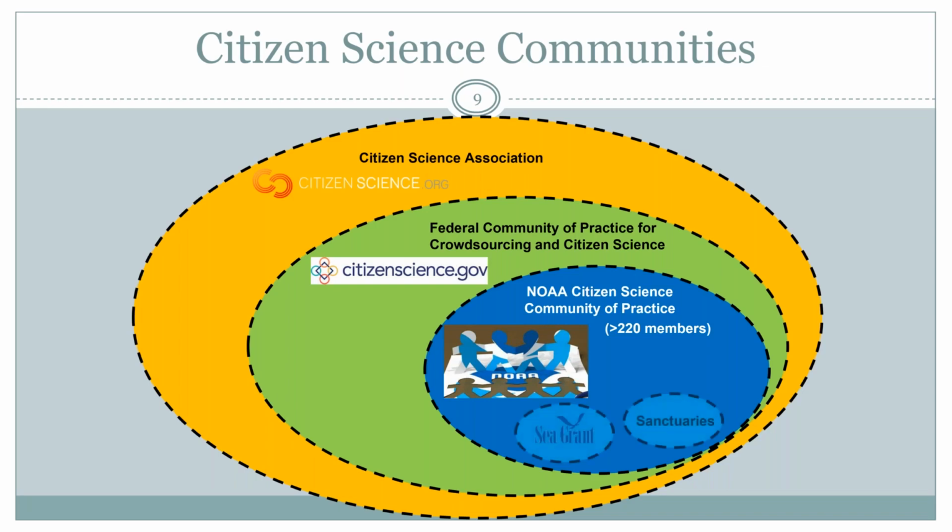And recently we've been seeing kind of intra-agency, intra-line office efforts here within NOAA. Sea Grant has a community and is having their second workshop in May. And Sanctuaries has a website and tracks citizen science metrics, and they tracked almost 11,000 volunteers participating in projects they offered in 2019.